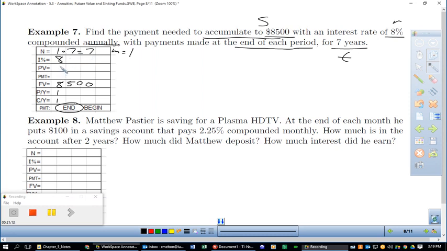Present value is 0. We haven't put anything in it yet. The payment is what we want to know. Now remember, this is going to be negative when we do it in the TVM, so we'll ignore the negative because it's the amount that's going out of our cash. So when we actually work that out, we get $952.62.